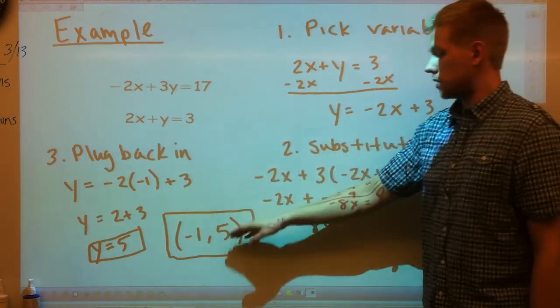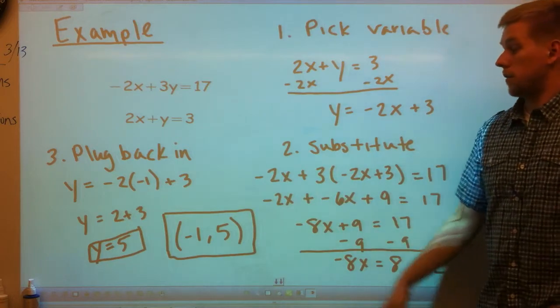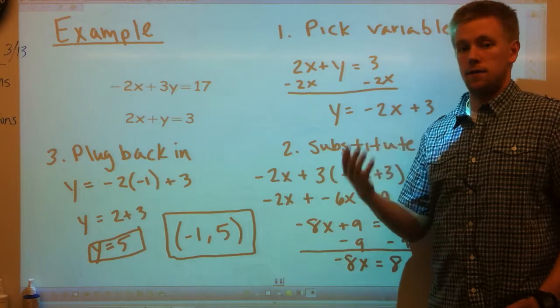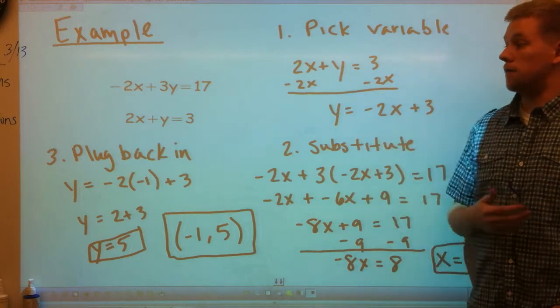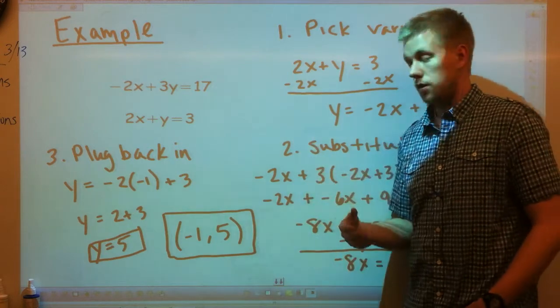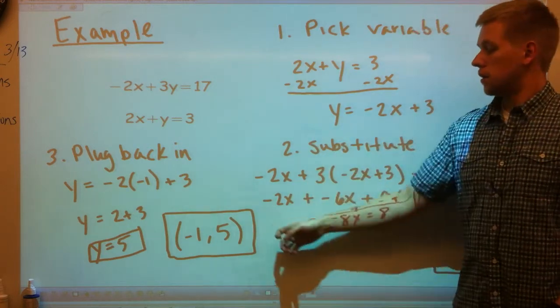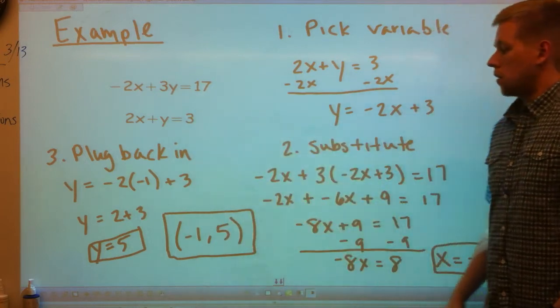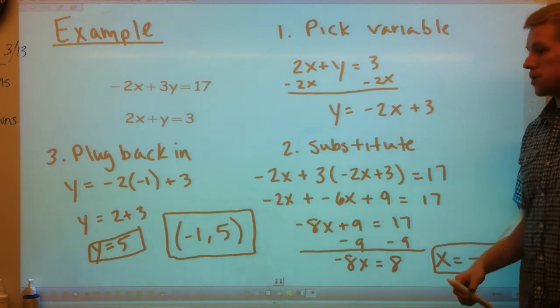That's just one solution to this system, because it is a system of equations. When we get to inequalities, we would have an infinite number of solutions, because you have greater than or less than or equal to and greater than or equal to. This was just one solution because you have equations here. Okay, so that is example number 2.